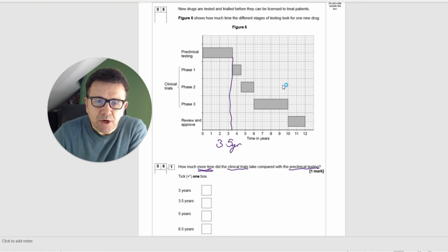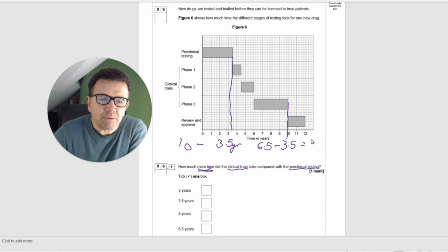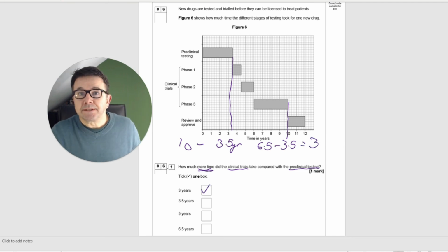And for clinical trials, so it's phase 1, 2 and 3, it tells you which is clinical trials, which is 10. So 10 minus 3.5 is 6.5. Okay, now that's not the answer because it's how much more time. So 6.5 minus 3.5, and that gives us 3. So it is in fact 3 years.